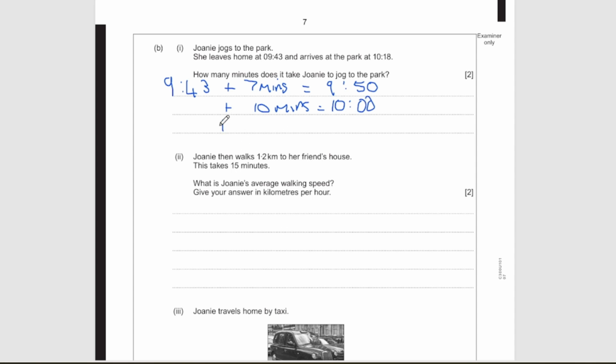And then if we add the final 18 minutes, we get to 10:18. So 7 plus 10 plus 18. Oh my goodness, what have I given myself here? 10 plus 7 plus 18. 35 minutes in it. So we're adding these together, 35 minutes. Bear in mind this is non-calculator, so I've used the column method here. 7 plus 0 plus 8 is 15. Carry 1. 1 plus 1 plus 1 is 3, so 35 minutes.